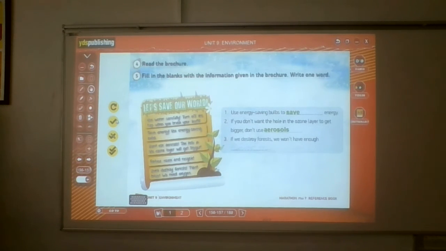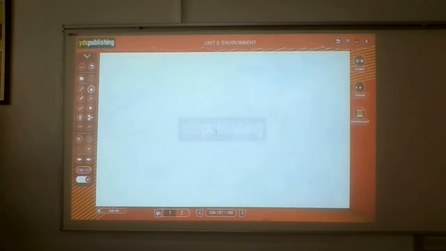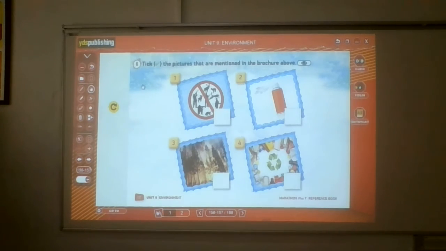If you don't want the hole in the ozone layer to get bigger, don't use aerosols. The last one, if we destroy forests, we won't have enough oxygen. Take the pictures that are mentioned in the brochure above. Guys, these are your exercise 2.